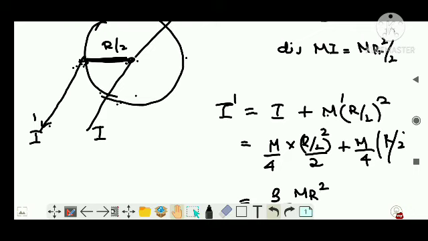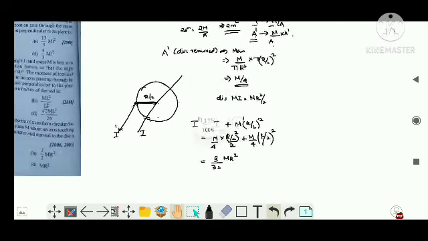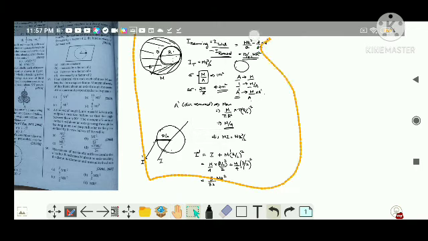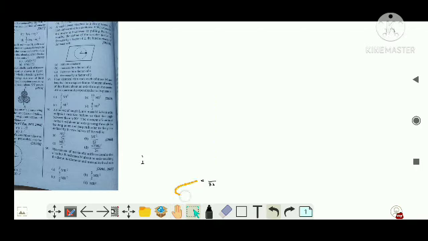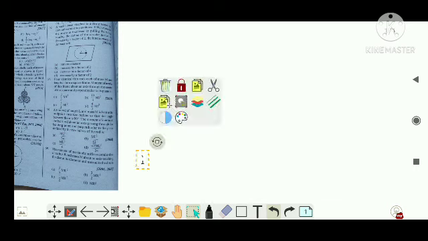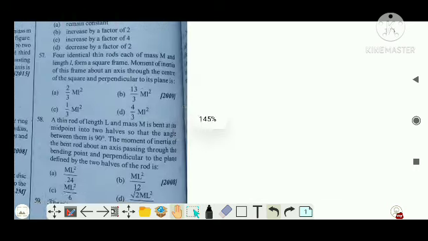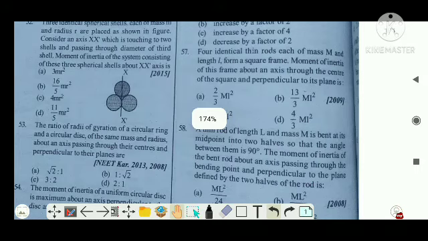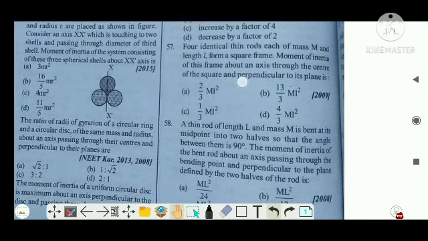Clear? Now let us move on to the next question, guys. Let us move on to the 52nd question. 3 identical spherical shells, each of mass m and radius r, are placed as shown in the figure. Consider xx dash, which is touching 2 shells and passing through the diameter of the 3rd shell. Find the moment of inertia of the system consisting of these 3 spherical shells about xx dash.